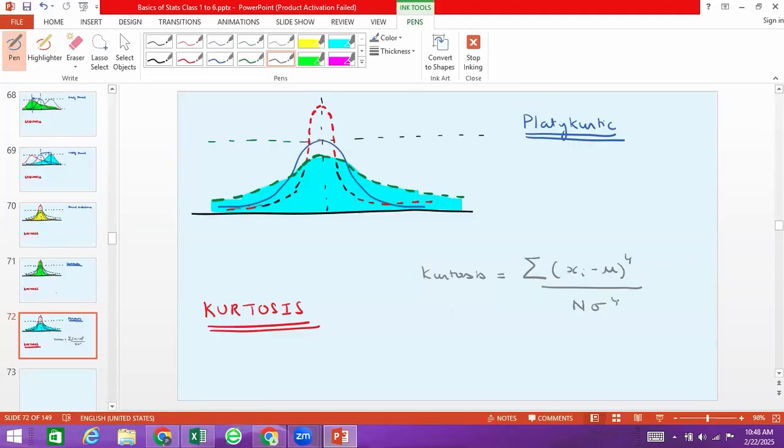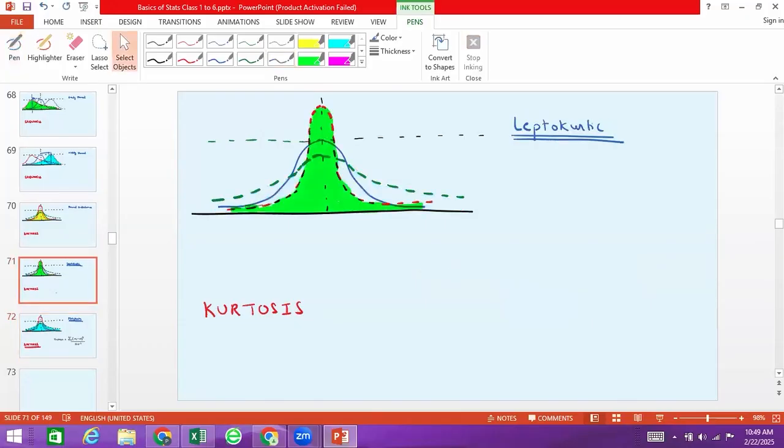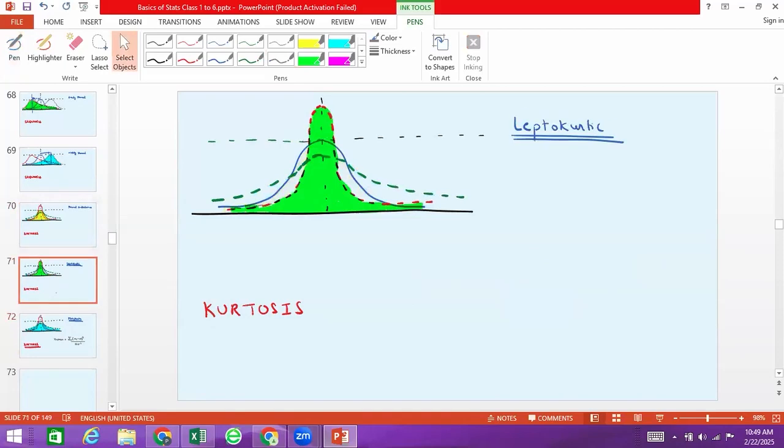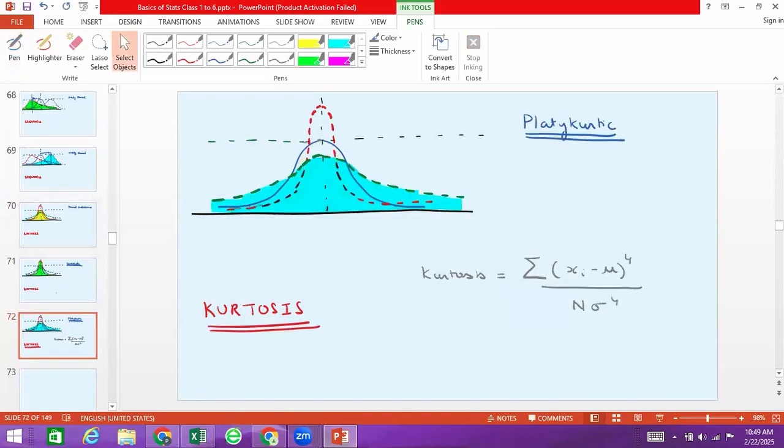Puneet, you tell me. So the red highlighted line is the higher one, right? Yes. And the green highlighted one is a lower kurtosis. Right, yes. Okay. N is the number of data points, right? N is the number of data points. That's correct.